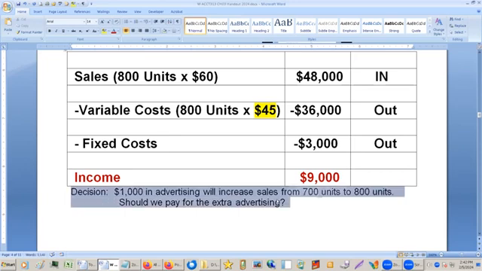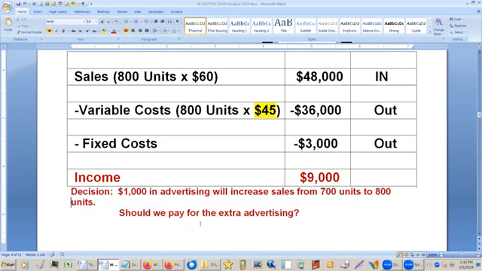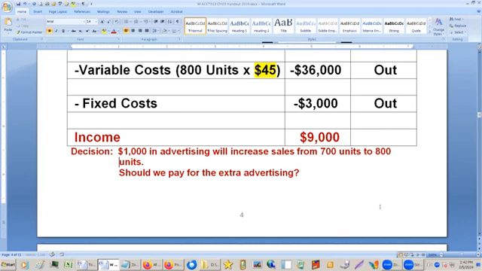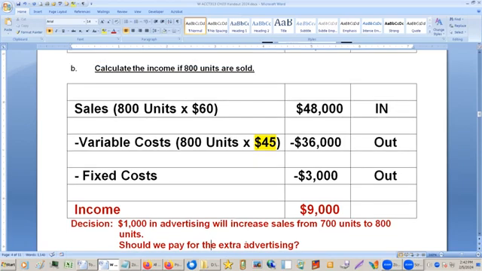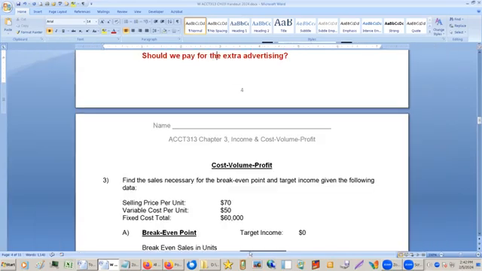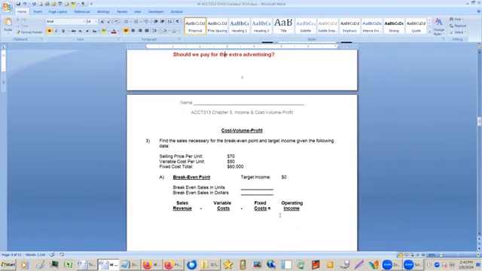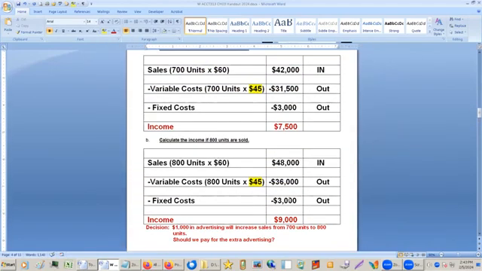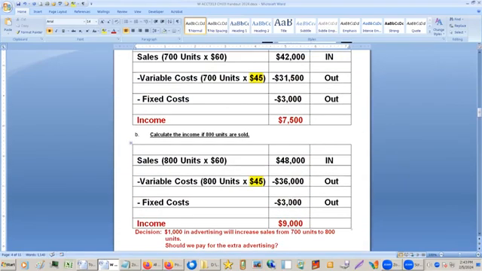Okay, so here's our decision. $1,000 in advertising will increase our sales from 700 to 800 units. Should we pay for the extra advertising, given these two managerial income statements?